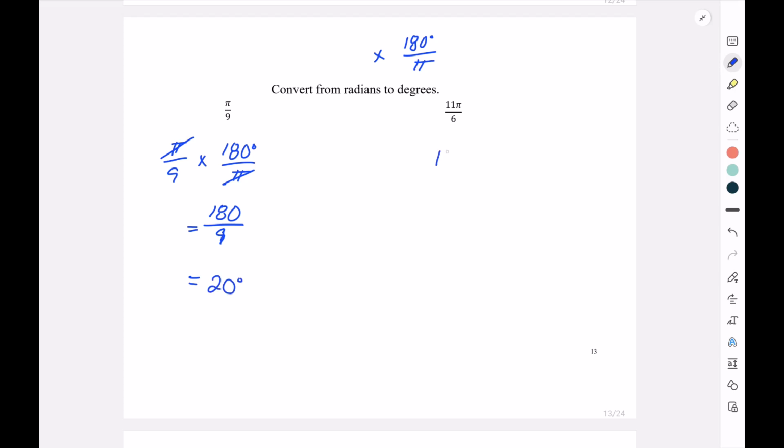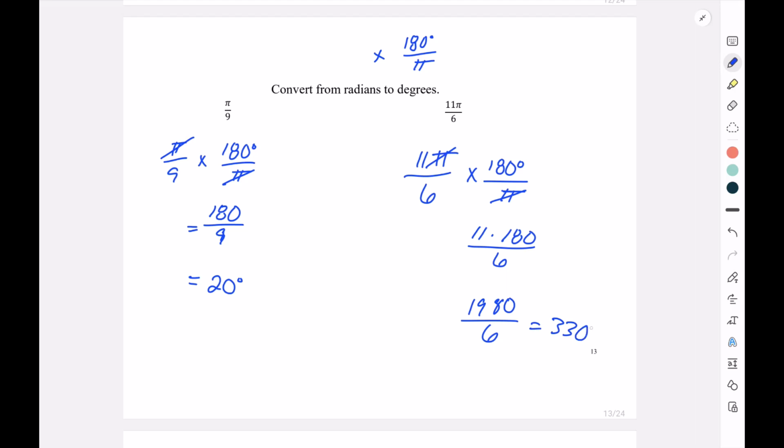If we look at 11 pi over 6, when we multiply by 180 degrees over pi, our units will cancel. And we are left with 11 times 180 degrees over 6. 11 times 180 will give you 1,980 over 6. And when you plug that into your calculator, you will get 330 degrees.